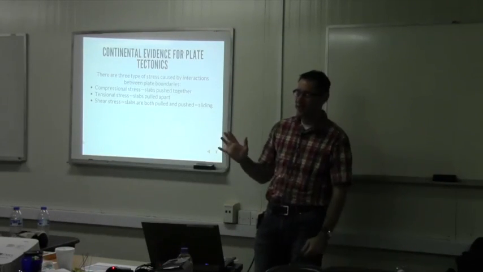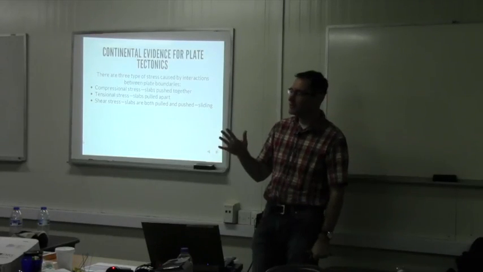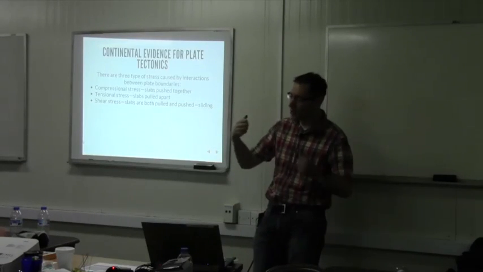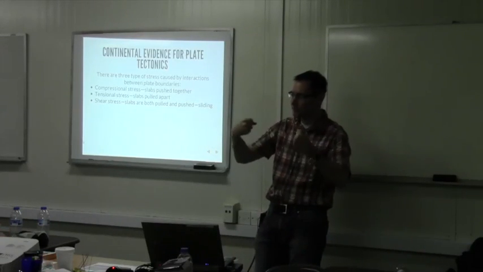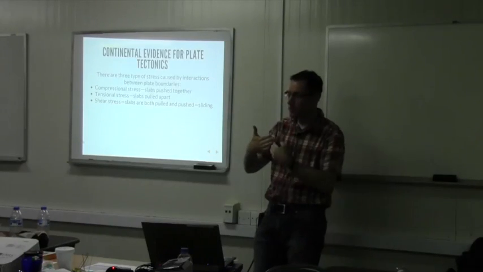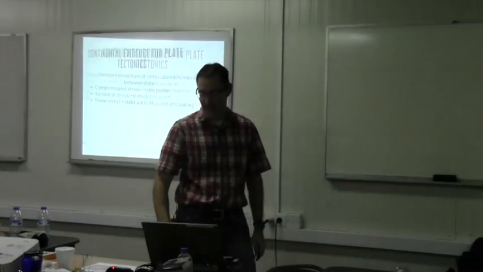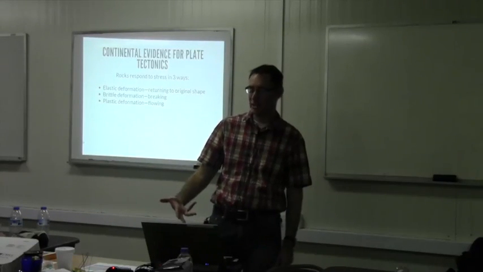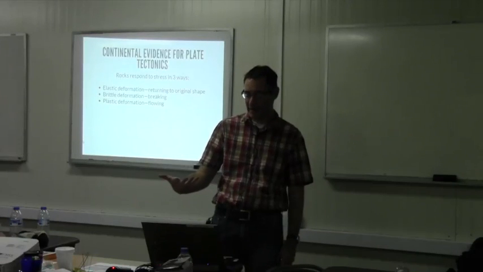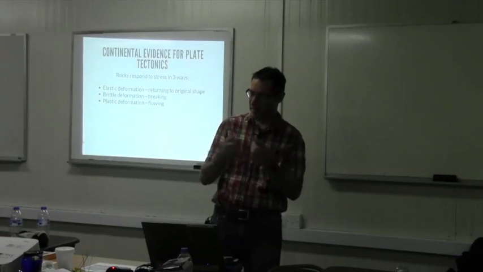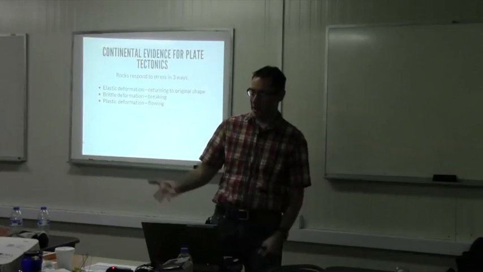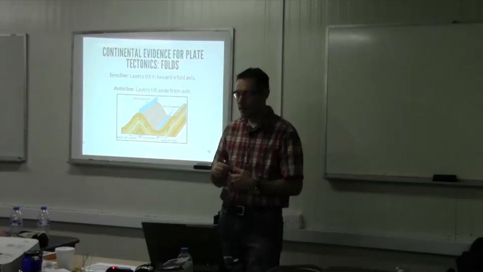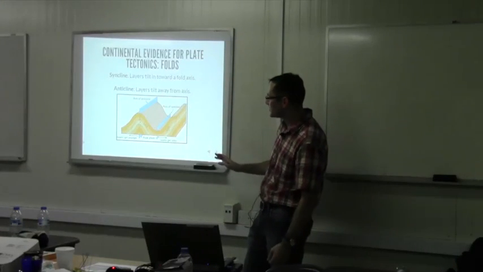Again, we're going to fly through some of these slides. Continental evidence. There is evidence for this stuff. You get stresses: compression stress, tensile stress, which is pulling, and shear stress, which is pushed and pulled, sliding past each other. You get lots of different types of deformation, deforming of the rocks. Elastic returns back to its initial shape. Brittle means it breaks. Plastic means it's flowing. Not even going to worry too much about this stuff.